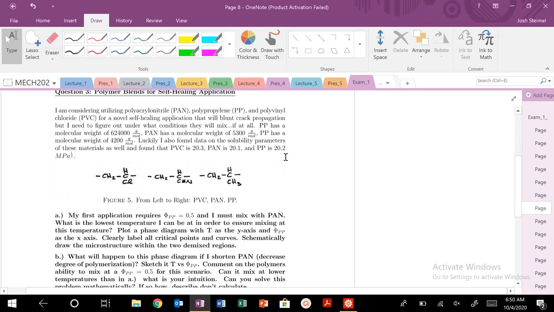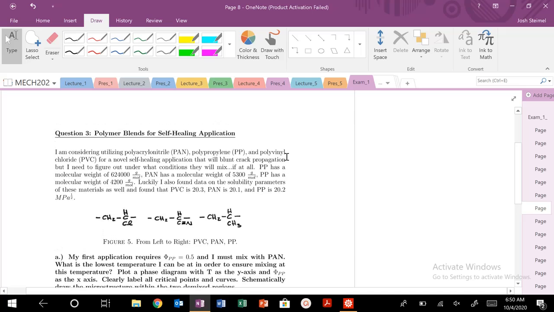And we're going to be talking about, or actually looking at, polymer phase diagrams for this self-healing application. So question 3 on our practice exam. I'm using polyacrylonitrile, PAN, polypropylene, and PVC, polyvinyl chloride.